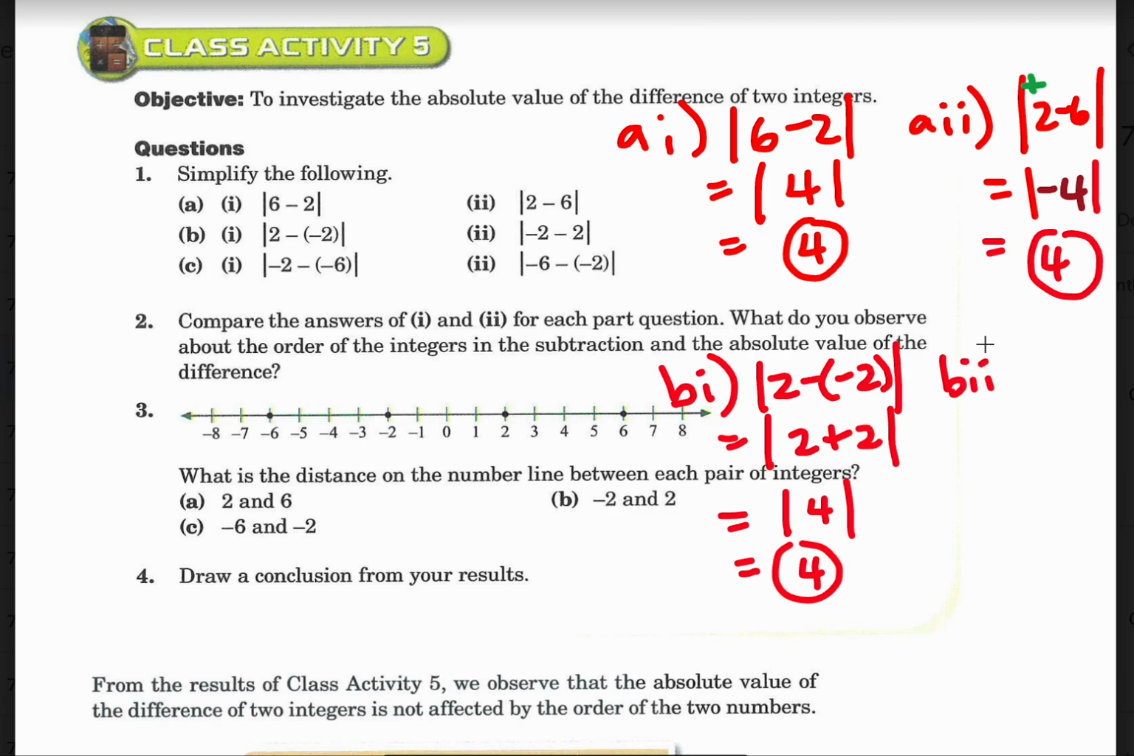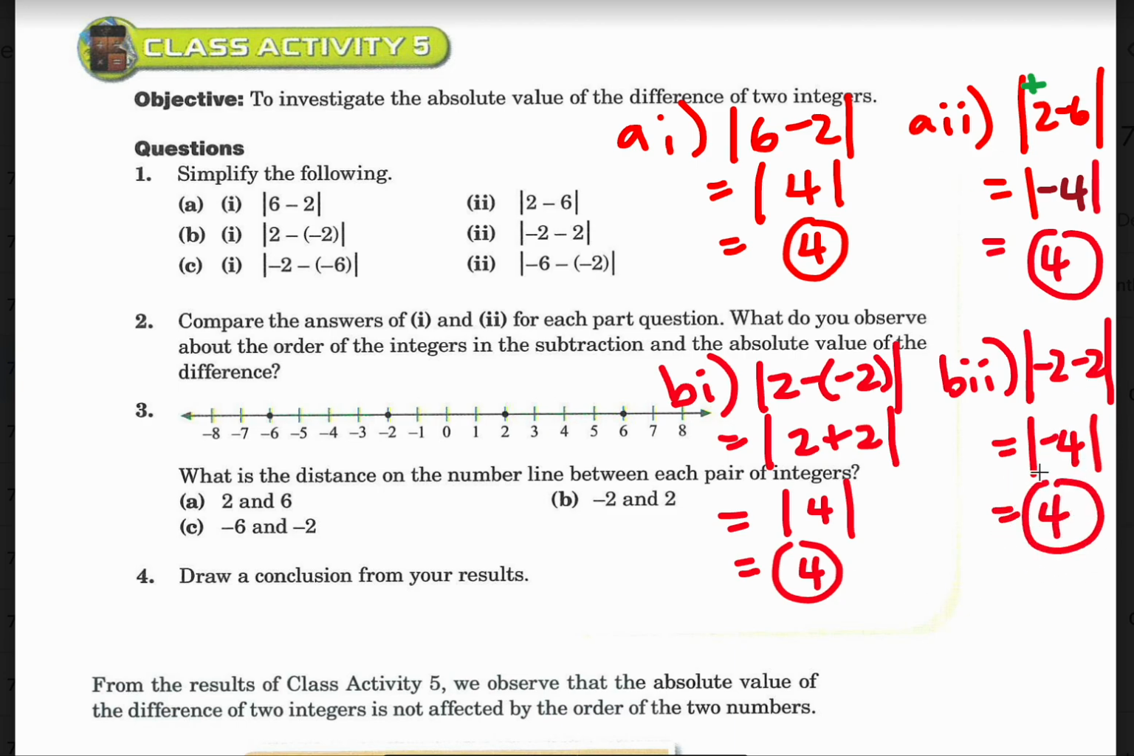Remember, B2 is now reversing them. Absolute value of negative 2 minus 2. For that, they're the same sign, so we add them. 2 plus 2 is 4. Keep the sign, which is negative. So the absolute value of negative 4 is positive 4.